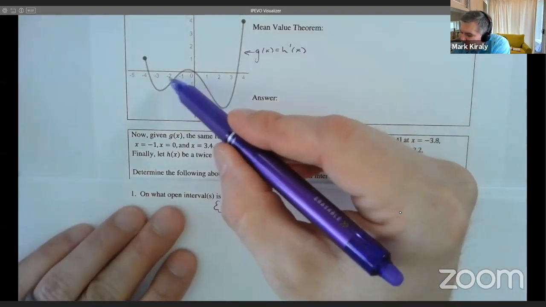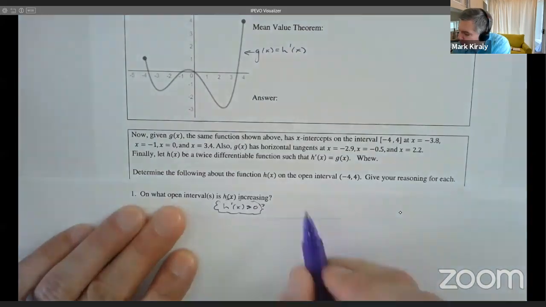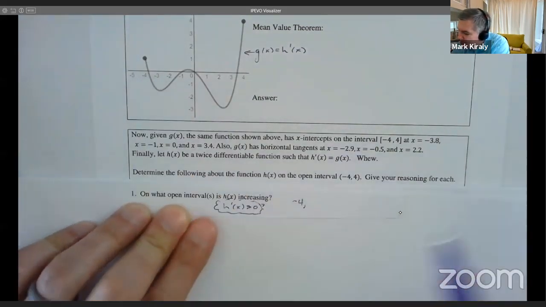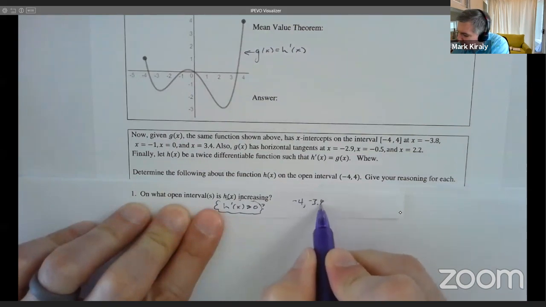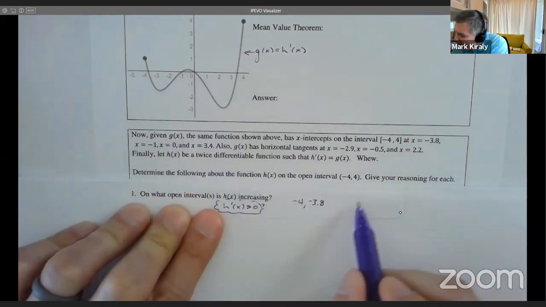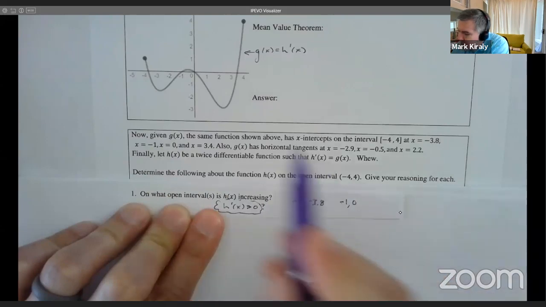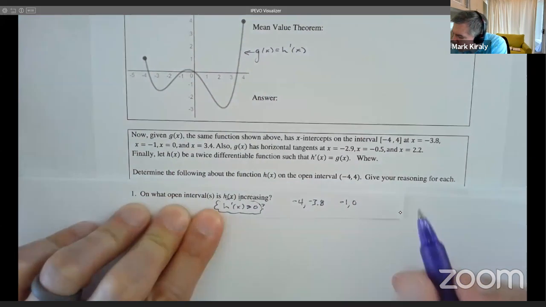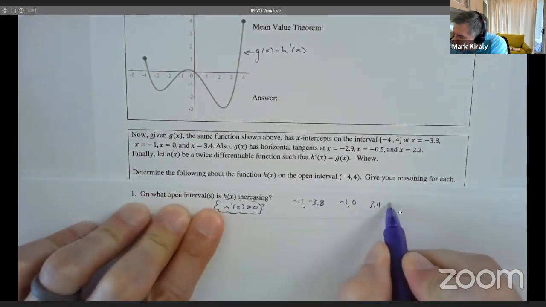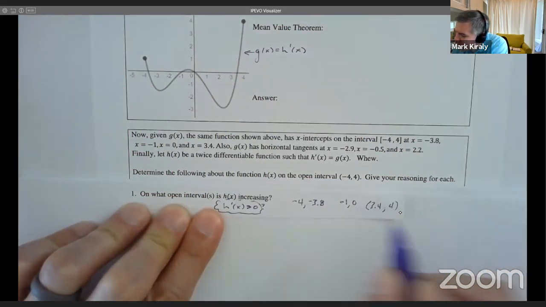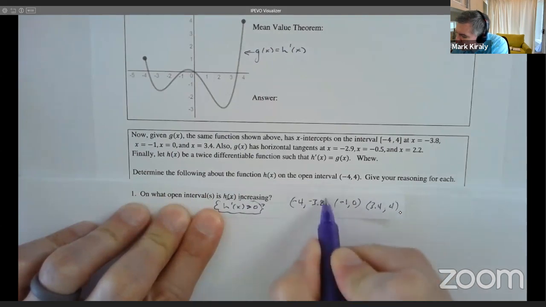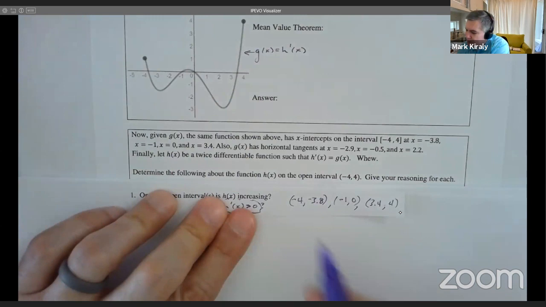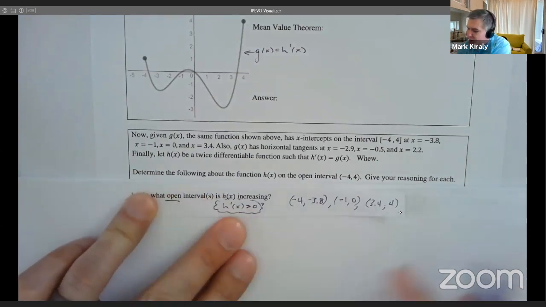is positive from -4 to that x-intercept, which is -3.8. And then again between -1 and 0. And then at that last x-intercept to 4. So 3.4 to 4. So it's those three intervals. And it asks specifically for open intervals here.